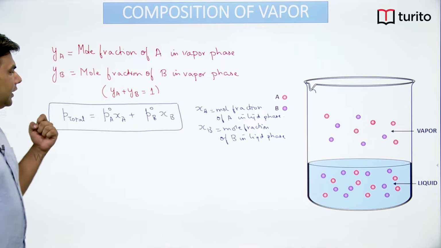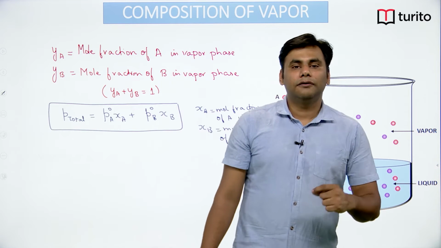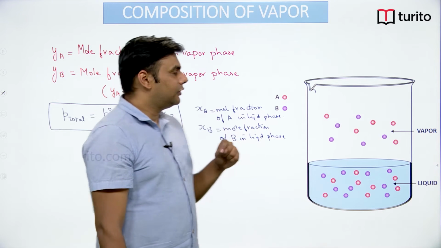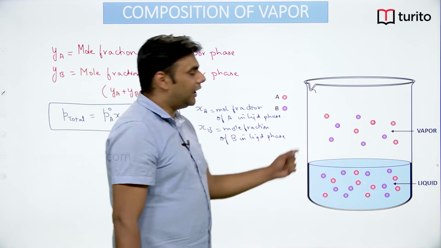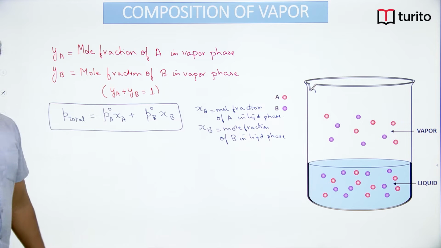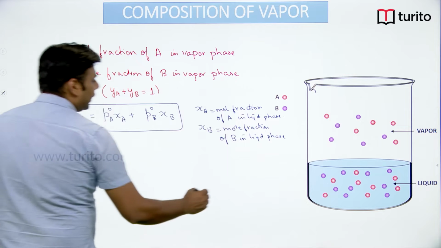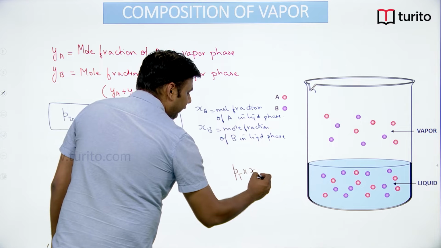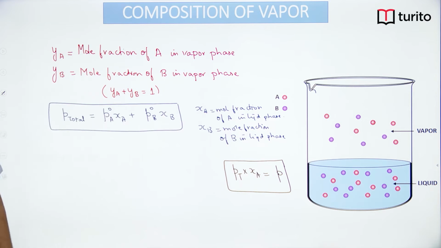You have to keep this in mind because Raoult's law said that the vapor pressure over the solution due to a component will always be proportional to the mole fraction of that component in the liquid phase. So XA and XB are the mole fractions of A and B in the liquid phase. We have assumed the mole fractions of A and B in the vapor phase to be YA and YB. Now from Dalton's law of partial pressure, the total pressure multiplied by the mole fraction gives us the partial pressure of that component. This is the basic Dalton's law of partial pressure.